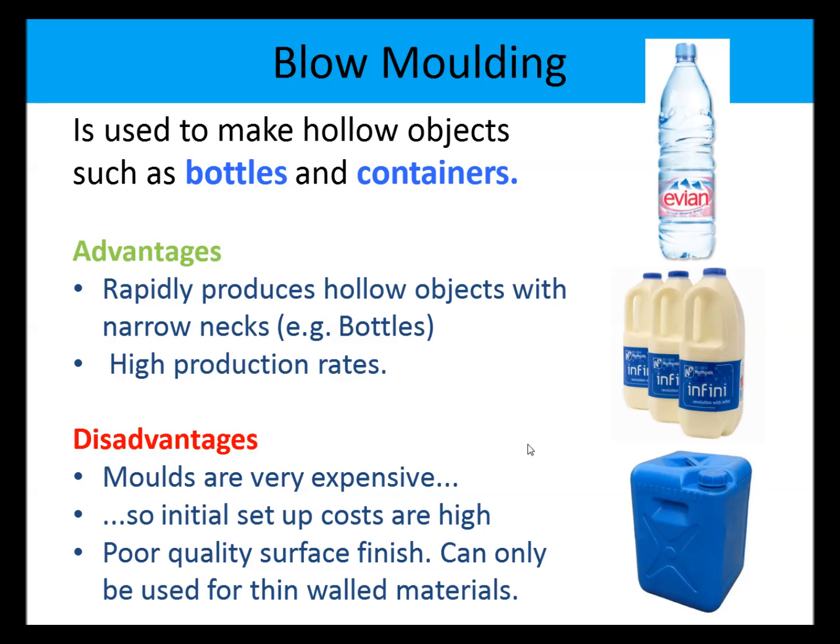Now we're going to look at one other process, and this is blow moulding. This is used to make hollow objects, usually low price hollow objects such as bottles and containers like these. It is very quick. It rapidly produces hollow objects with narrow necks, e.g. bottles, and at high rates of production. So it's a mass production process. Again, the moulds are very expensive and the machines are very expensive, so setup costs are high, and generally there's a poor quality surface finish. If you look at the surface on these products, they're generally quite rough, not shiny, and it's limited to making products that are hollow with a thin wall.